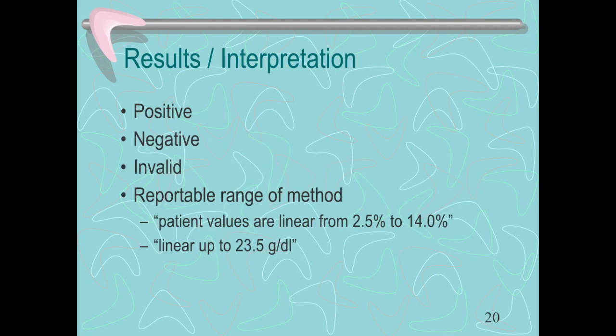Results and interpretation: positive, negative, whether it's valid or invalid, whether it's within a normal range. Maybe it's too high or too low to be read. It may tell you to retest because it's invalid. So it's going to give you some specific results, and you're going to follow those directions.